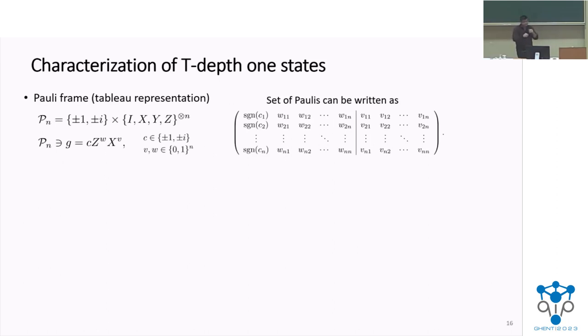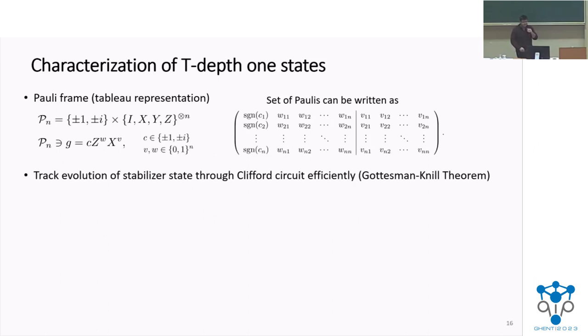So the first column just corresponds to the sign of all the c's, and then you have all the n-bit binary strings corresponding to z, and then you have all the n-bit binary strings w, sorry, x. And the reason why Pauli frames are kind of powerful is that it allows you to track the evolution of stabilizer states through Clifford circuits efficiently. And we know this from the Gottesman-Knill theorem.